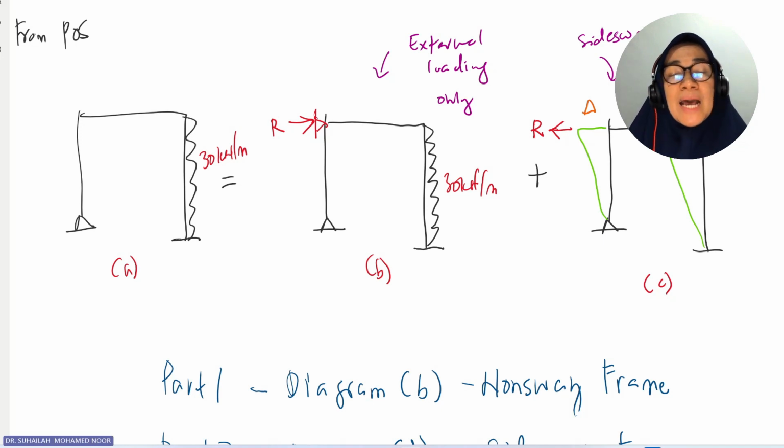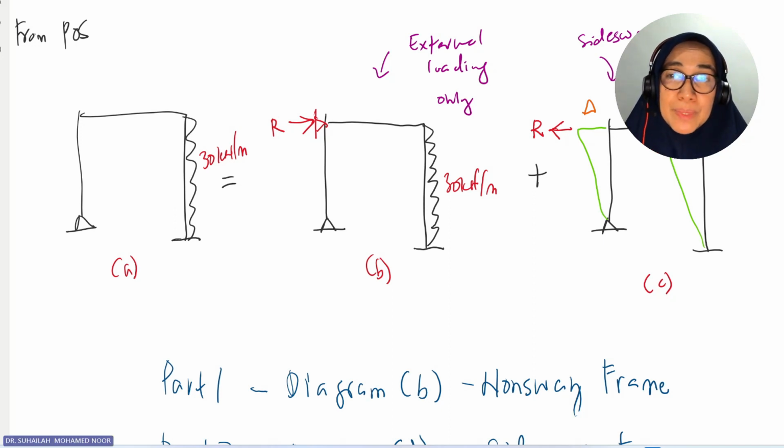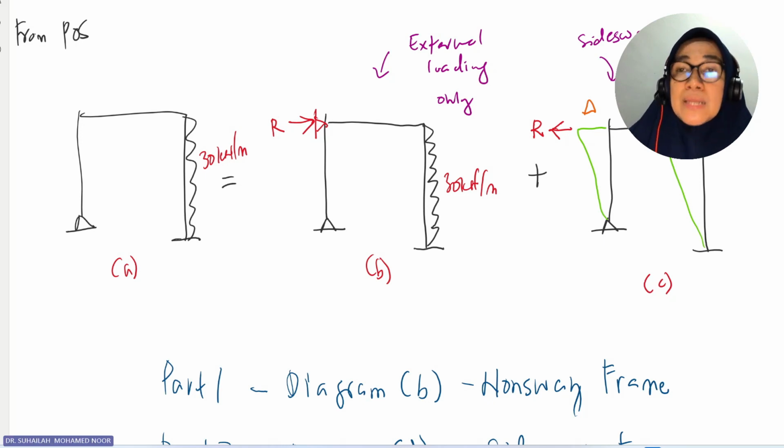Once we put an artificial support at point B, the frame is a properly restrained frame, and a properly restrained frame has no delta. It means we remove delta from the frame at B. And in order to fulfill the principle of superposition, we have to add another frame. So in another frame, at diagram C, the delta we removed from B, we now put in another diagram. So it is in C.